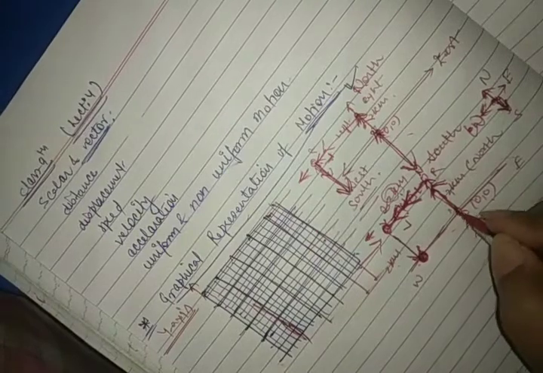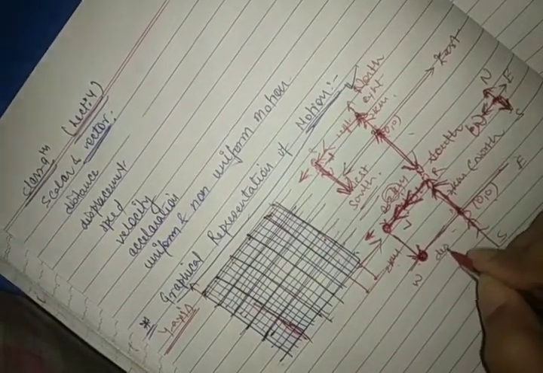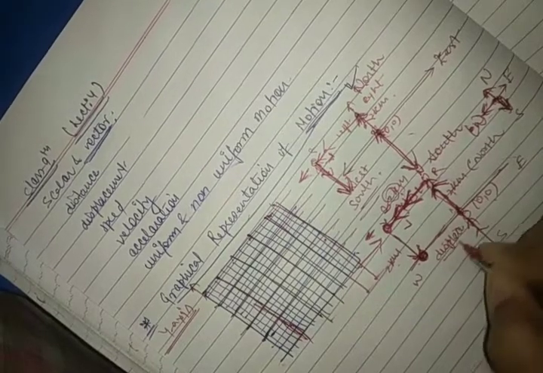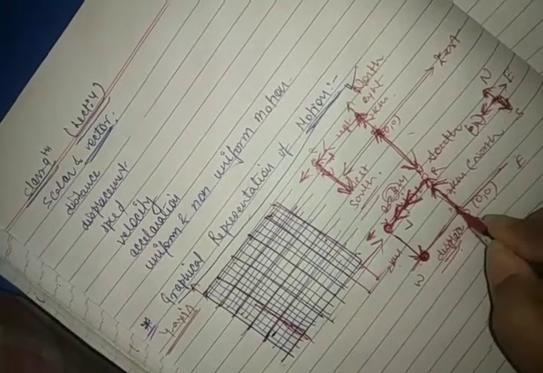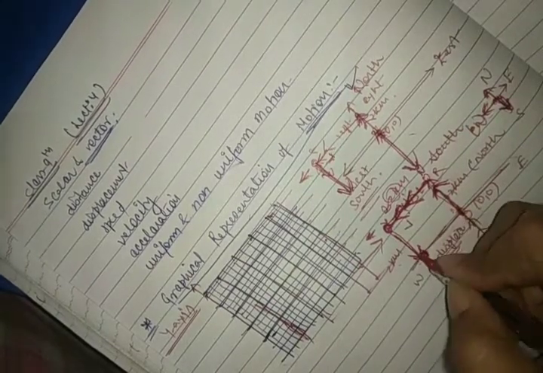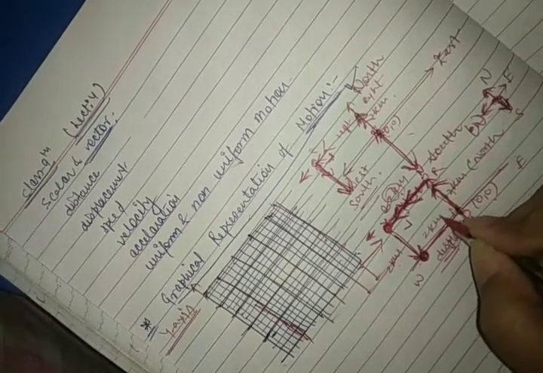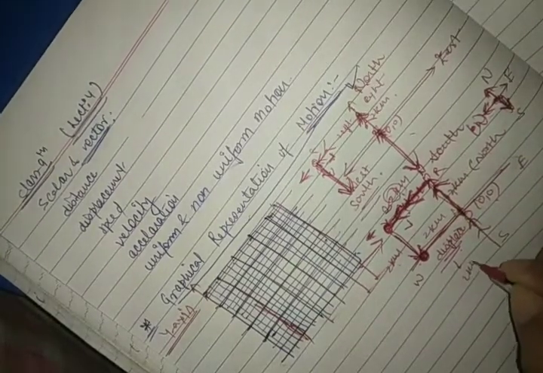So with respect to origin, it is in the west direction. What will be the displacement here? Displacement is the shortest path. The displacement will be from here to here. This is 2 kilometer, this is also 2 kilometer, this is also 2 kilometer. If this is 2 kilometer, then it will also be 2 kilometer. So displacement will be 2 kilometer only.